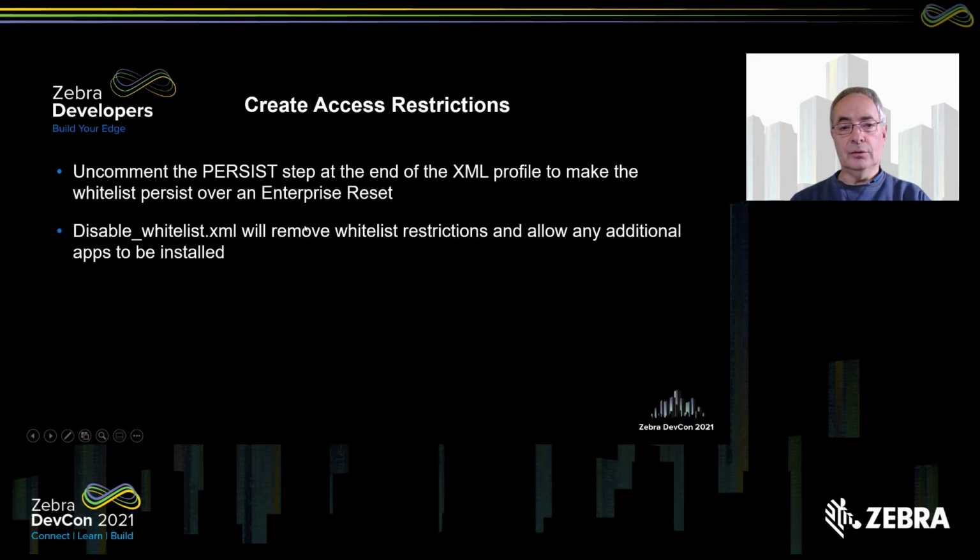We can also persist the whitelist. There's a persist manager step at the end of the XML profile, which is commented out by default. If you want to make sure that your whitelist is still in place when you do an enterprise reset, which is a good idea, then you just uncomment the persist step and that will persist it over an enterprise reset. The disable whitelist.xml will just remove the whitelist restrictions and allow you to install any additional apps.